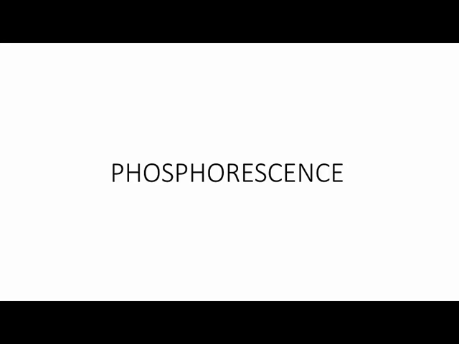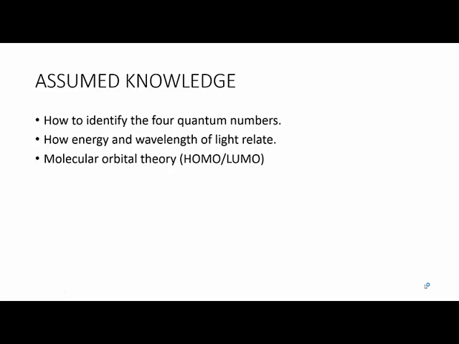Today we are going to talk about phosphorescence. This video is aimed for a second semester general chemistry class that has already talked about molecular orbital theory, or an organic chemistry class. For this video, I will assume that you know how to identify the four quantum numbers and generally what they mean, how energy and the wavelength of light relate, and also molecular orbital theory, specifically highest occupied molecular orbital and lowest unoccupied molecular orbital.